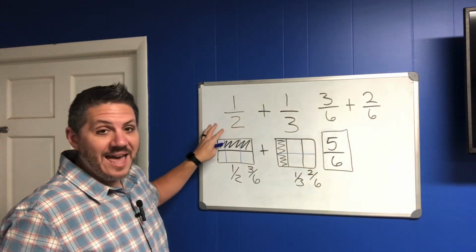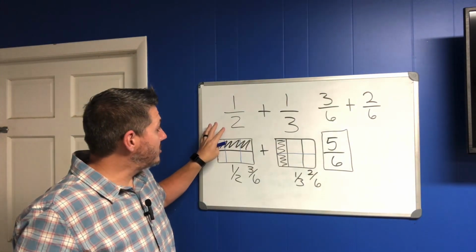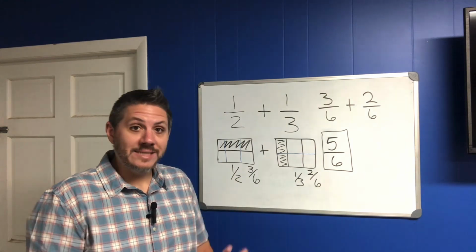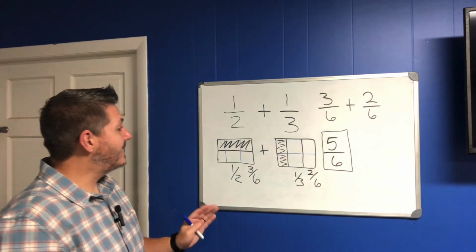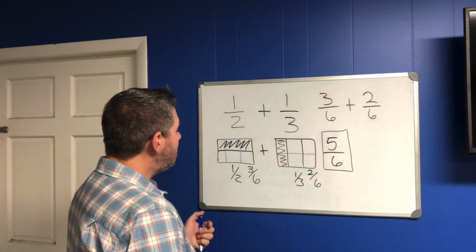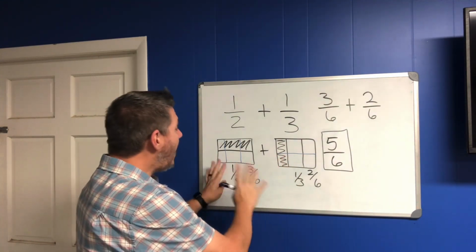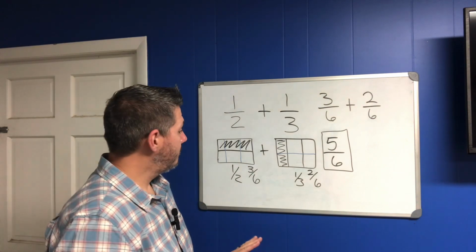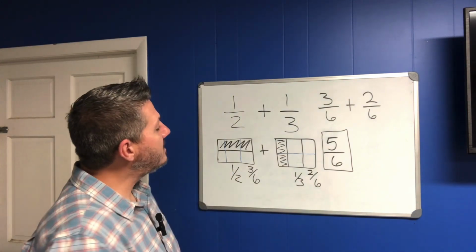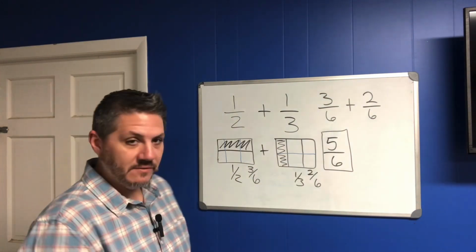Remember, you cannot add a fraction to another fraction if the denominators are different. They have to be the same. And drawing it out like this helps us see how they're different and helps us see how to make them the same. And then we simply count up our shaded areas and we come up with this 5/6.